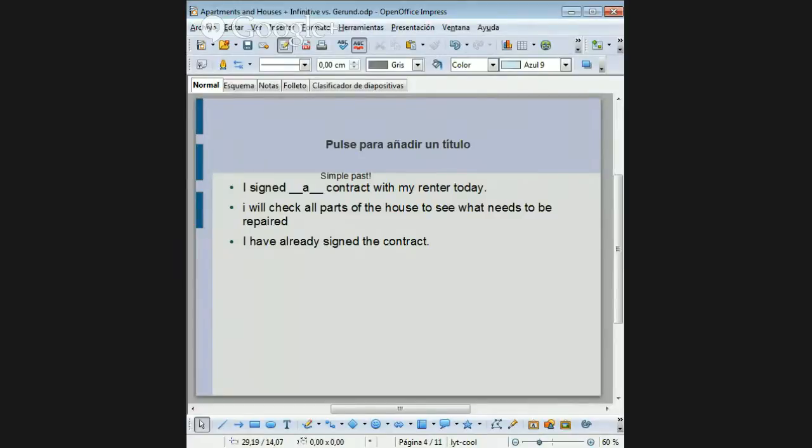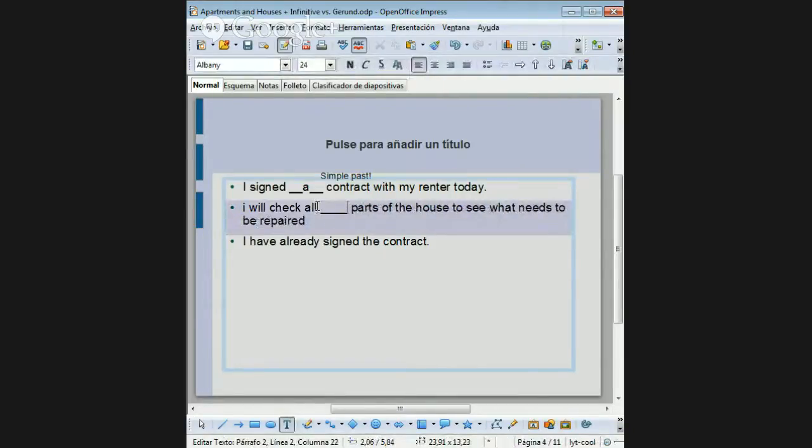Okay, good. And Oscar, can you read your sentence as well? I will check all parts of the house to see what needs to be repaired. Okay. We're probably missing an article here. What article is missing? All the parts? Yes. Check all the parts of the house to see what needs to be repaired.